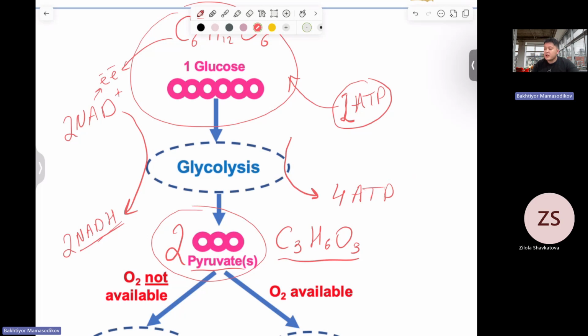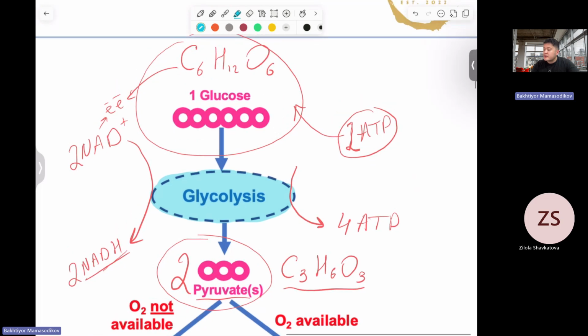So what's the net result of this glycolysis process? Glycolysis is splitting of the sugar, splitting of the glucose into two molecules of the pyruvate. Pyruvate is exactly half of this glucose molecule. In the glucose, you have 6 carbon, 12 hydrogen, 6 oxygen, but in the pyruvate, you have 3 carbon, 6 hydrogen, 3 oxygen. So 2 molecules of the pyruvate are equal to the glucose.